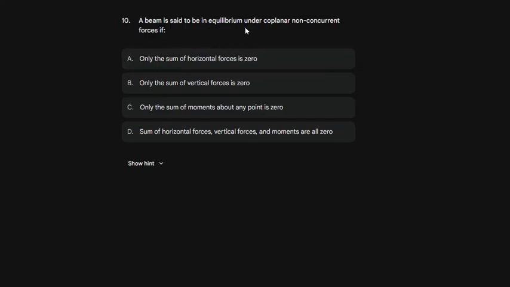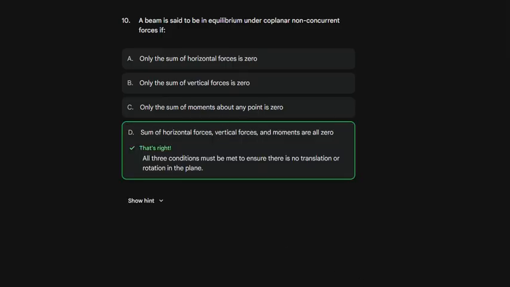A beam is said to be in equilibrium under coplanar non concurrent forces. Only the sum of horizontal forces is 0, only the sum of vertical forces is 0, only the sum of moments about any point is 0, or the sum of horizontal forces, vertical forces and moment all are 0. So this is called the equilibrium beam. That means everything should be 0 for the equilibrium condition. Option D is your correct answer.